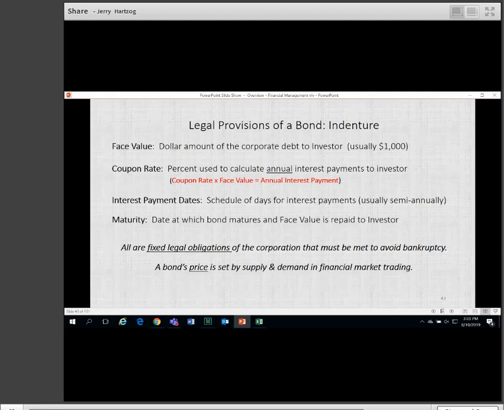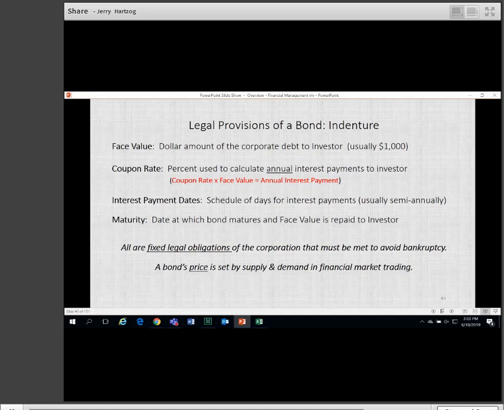Next, there are the interest payment dates. Those are a schedule of days for the interest payments to be made. These are usually made semi-annually. So in the case of our 5% bond that paid $50 of interest per year, that would be split into two pieces, and the corporation would pay $25 on the first semi-annual payment date and the next $25 on the next semi-annual payment date. Finally, there's a maturity date. That's the date at which the bond matures and the face value is repaid to the investor.